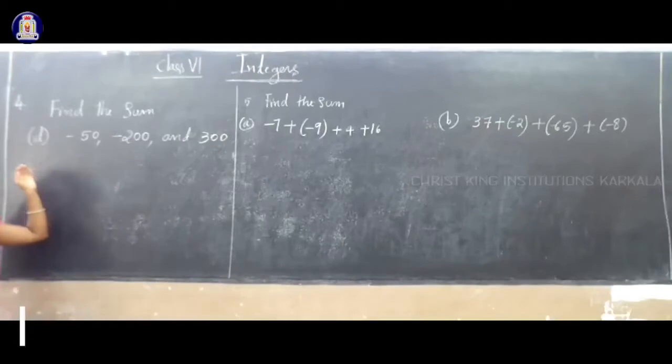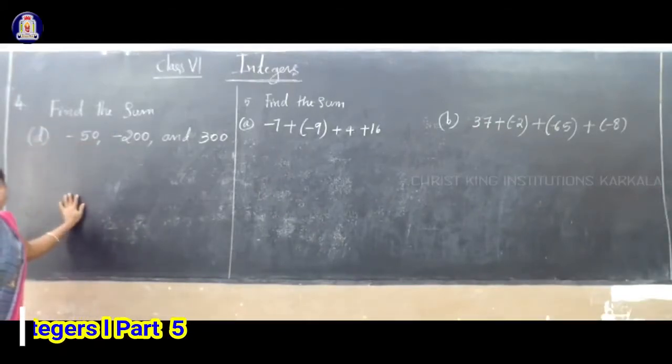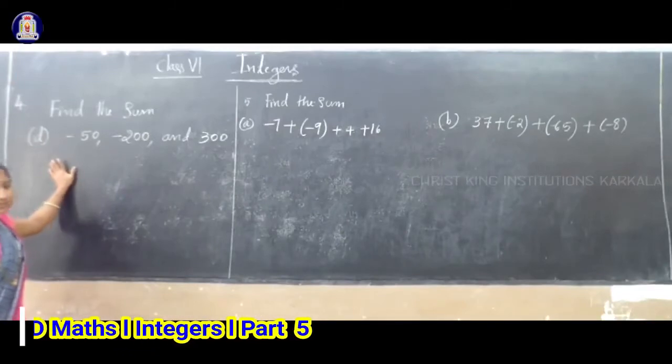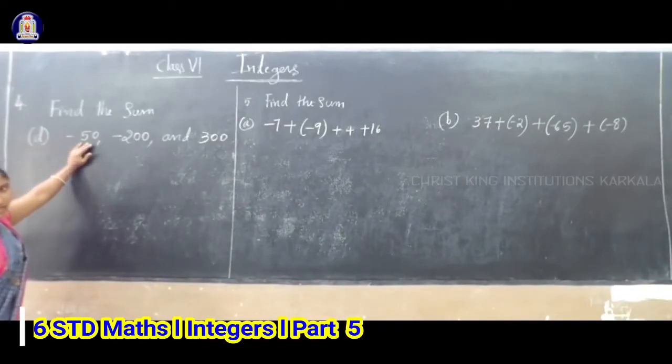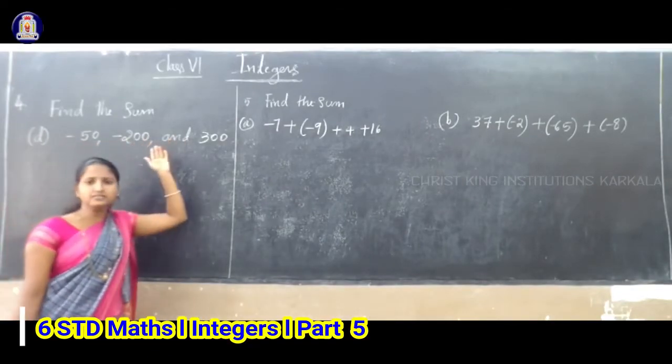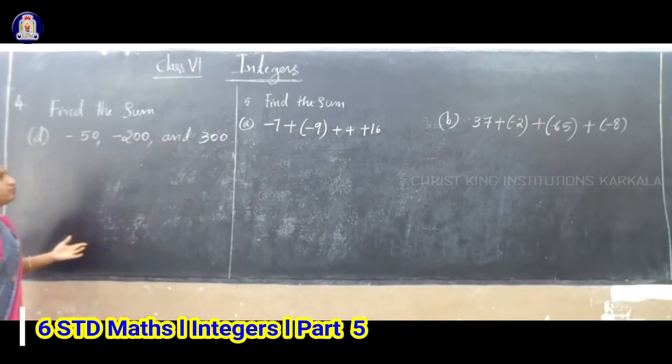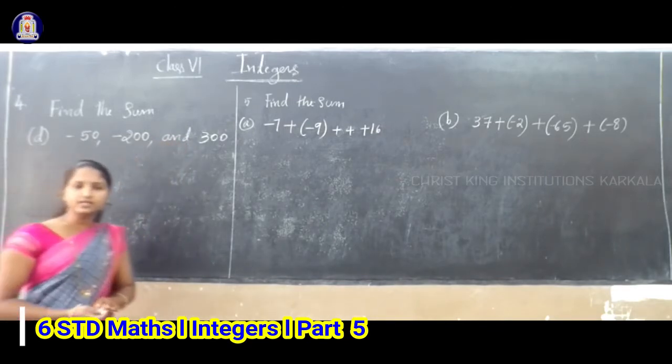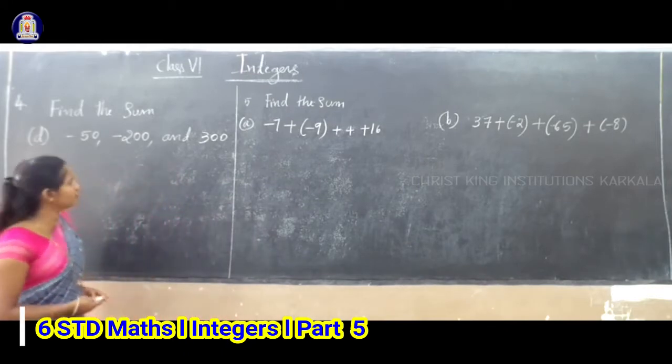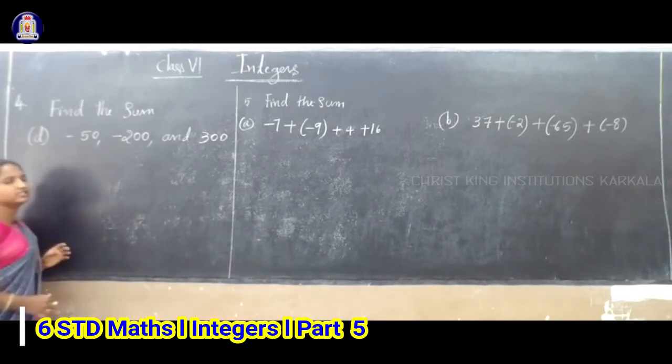Next, the fourth question in this integer chapter. Find the sum of the given integers. So the first one: minus 50, minus 200 and 300. So how to find the sum? Sum means addition, isn't it? So now how to find the sum of the given integers?